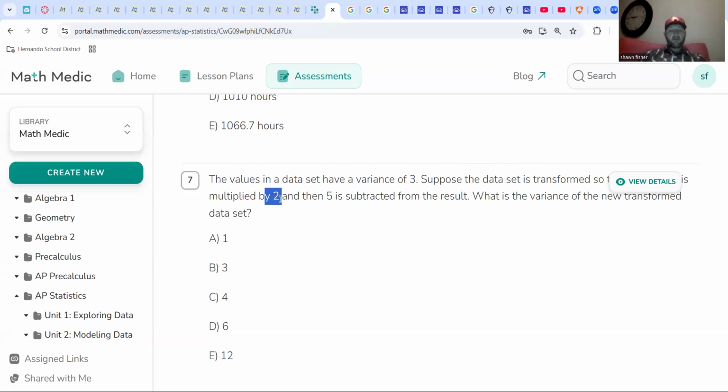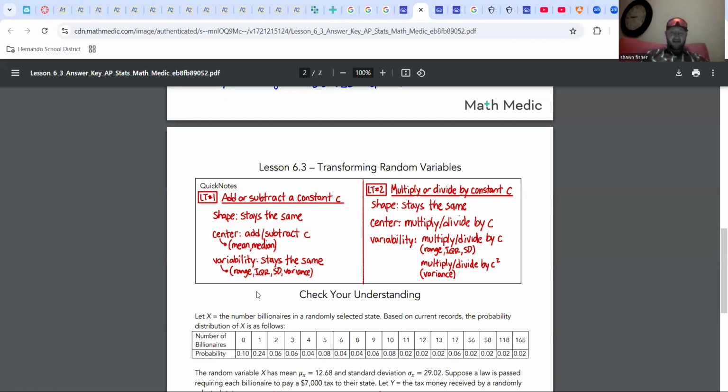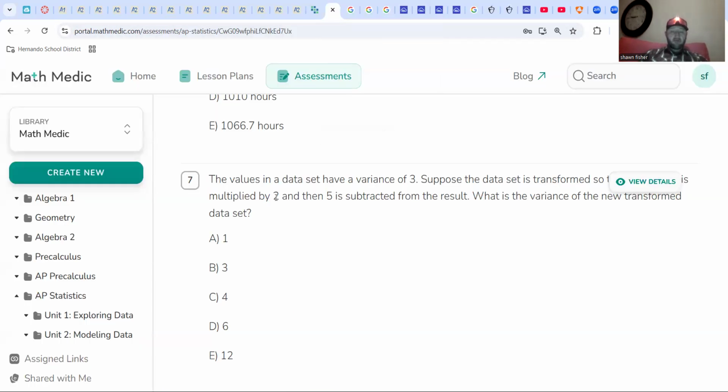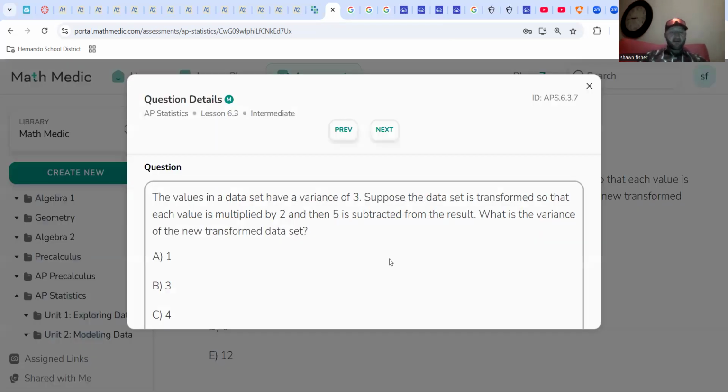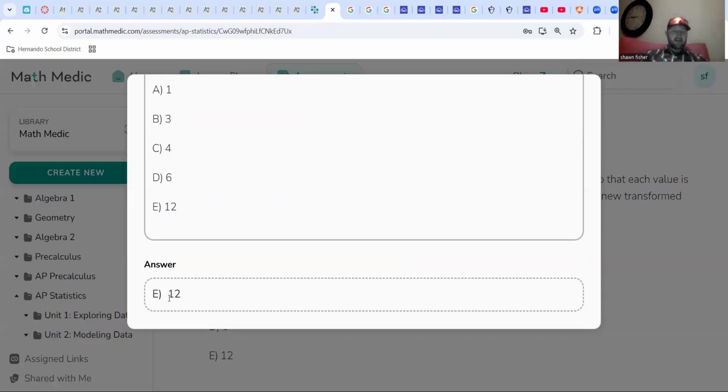Okay. All right. So what is 2 squared? Well, 2 squared is 4, right? And then we're going to multiply it by the variance that we have. Are we going to do anything with that subtraction? Well, let's look at our notes. Does variance get affected by addition or subtraction? Nope, it stays the same. So our answer is going to be 4, because that's what 2 squared is, times 3. What is 4 times 3? I believe that's 12. Let's see if we're right. I like it.